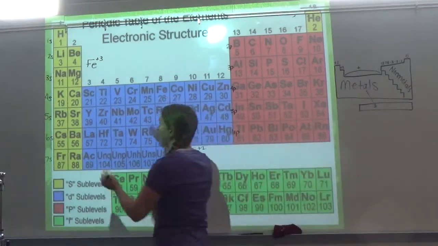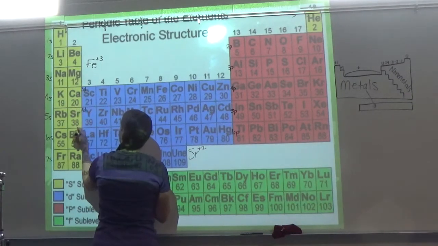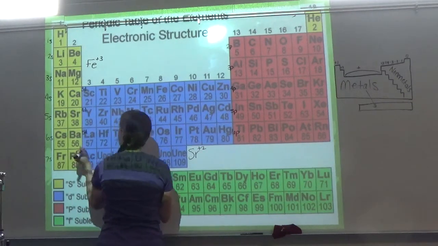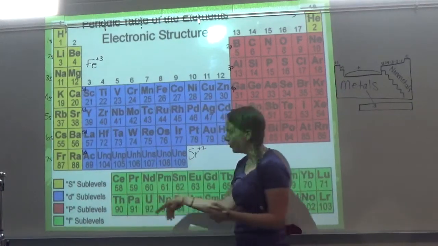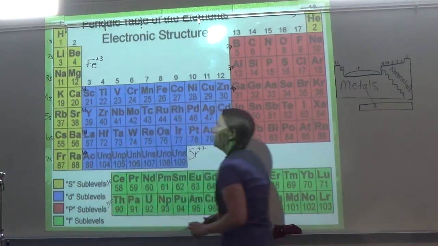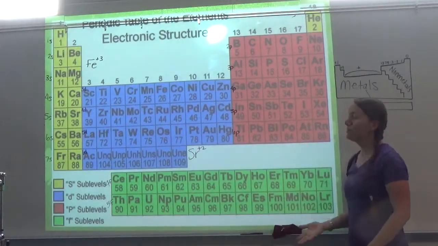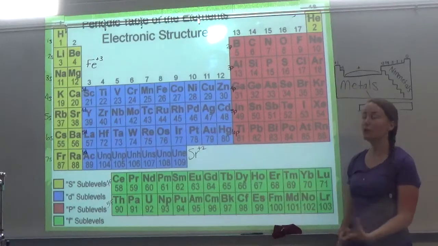D starts with 3, and D is in the middle, so we have 3d, 4d, 5d, 6d, and F starts with 4, so I have 4f and 5f. All right, so hopefully you still have your periodic table from Chapter 5 that's labeled this way, but if you don't, it'd be a good idea to label a new one.